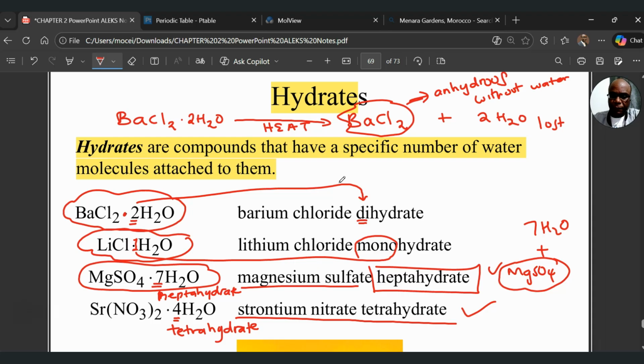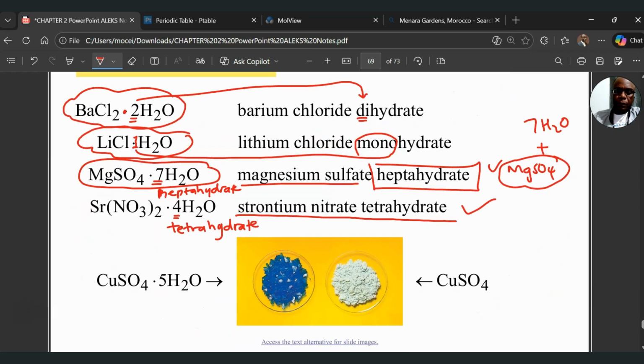So that's how you name hydrates. Okay, and I believe there are common hydrates that you have come across in life. One example is Epsom salt, which is usually found as magnesium sulfate heptahydrate. Now you have another hydrate here. This is copper sulfate pentahydrate because it has 5 portions of water, so we would call this pentahydrate.